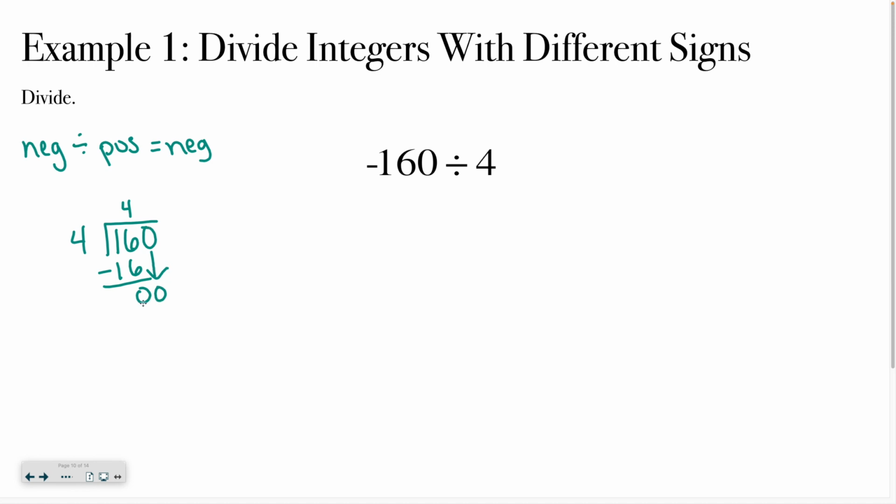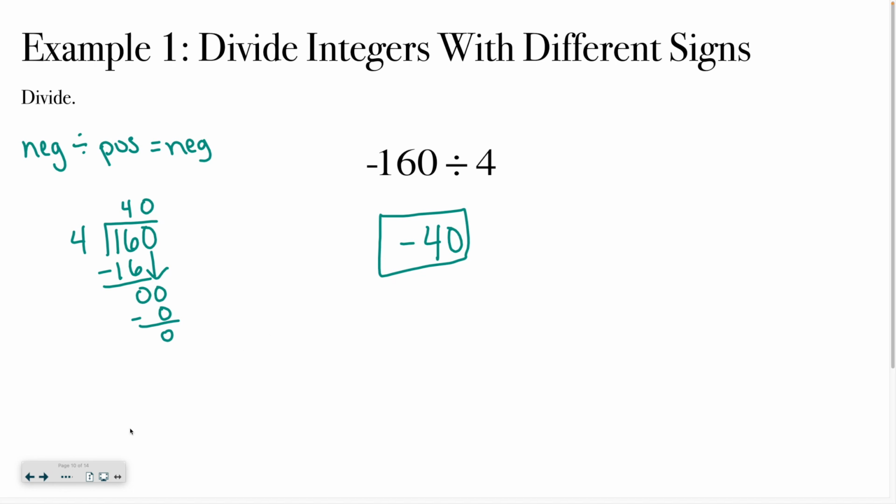And I bring the next number down, which is 0. And I'd say 4 times what gives me 0? Well, that would be 0. So 4 times 0 is 0. If you subtract, you have 0 left over. So my answer would be 40, and my first step was determining that it's going to be negative. Okay, so that's one way to do it.